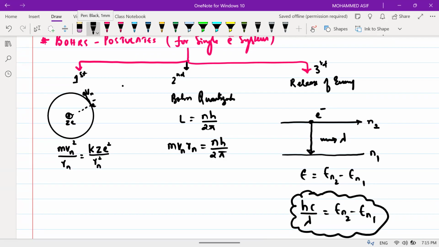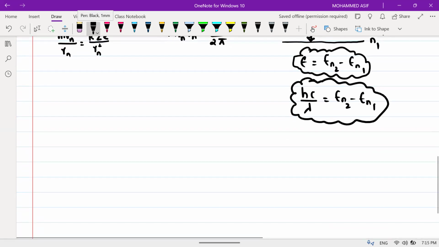And release of energy is your third postulate. Whenever an electron is jumping from a higher orbit to a lower orbit, it emits the energy in the form of what, beta? Radiation. That is nothing but lambda. So energy of the photon is given by the formula E equals final energy minus initial energy. So E equals energy of the nth orbit minus energy of the first orbit. So energy of the photon is hc divided by lambda. So from that you can calculate the given condition. Clear?